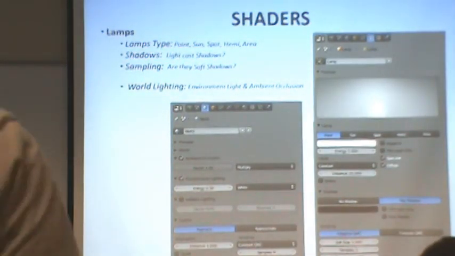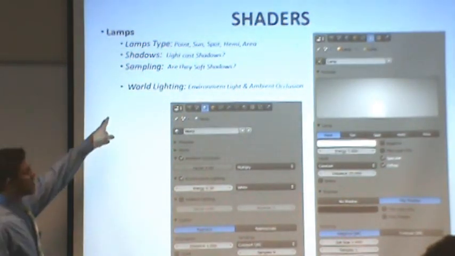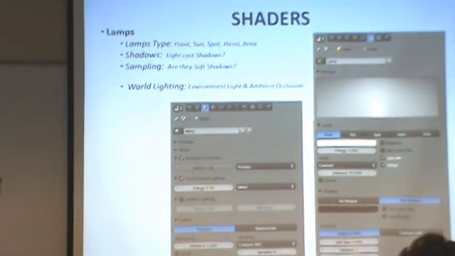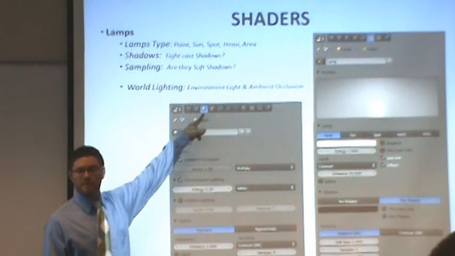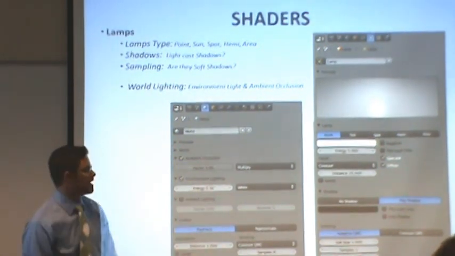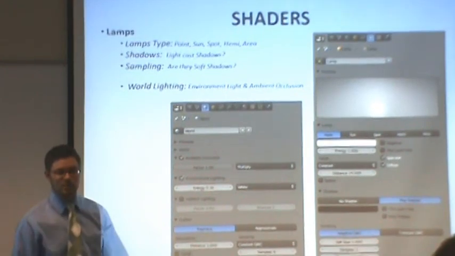The other thing that we can turn on here is a world lighting system, or an environment light. This is actually in the world tab over here, because this isn't for an object, this is for the whole 3D scene that we have set up that will illuminate everything.